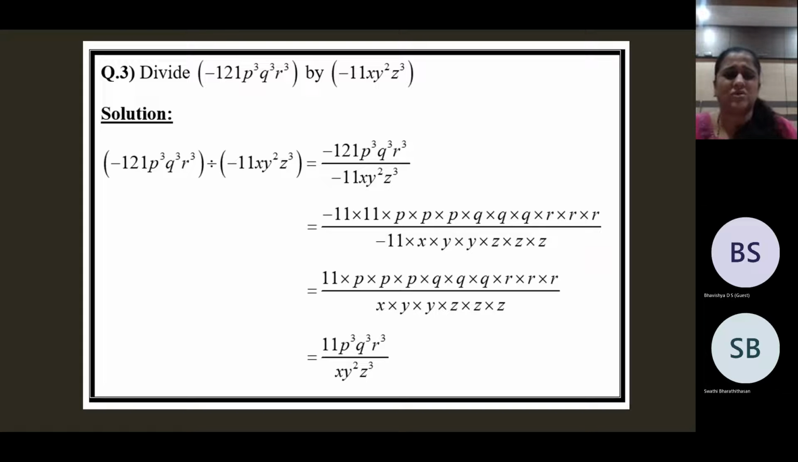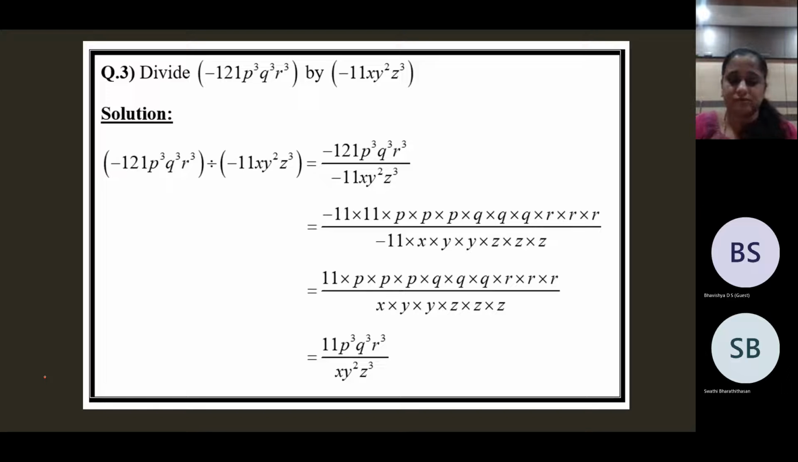These steps are not needed, children. Again, I told you, just to be very detailed, these are not required. You can do this directly. Or if you write this, you can just write p cubed into q cubed into r cubed. And here you can just write x, y square and z cube because they're not going to get cancelled. So after this, what will you do? Minus and minus will cancel. I told you these steps are not mandatory. 11 ones are 11, 11s are 11. That's all. 11 p cubed q cubed r cubed by x, y square, z cube. That's it.